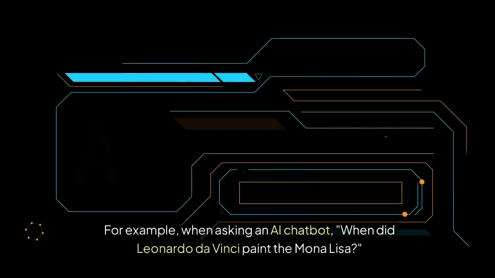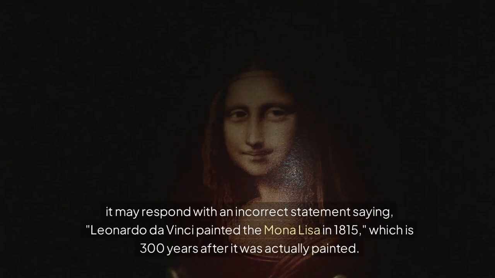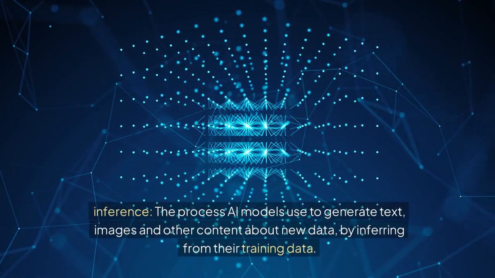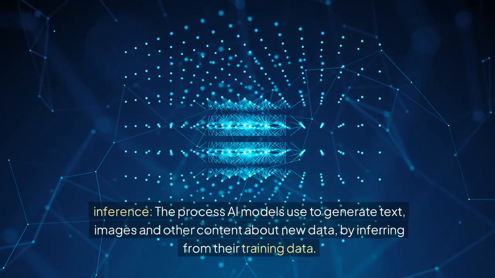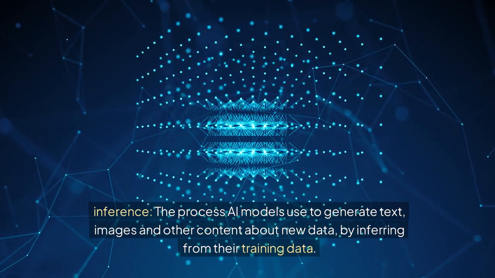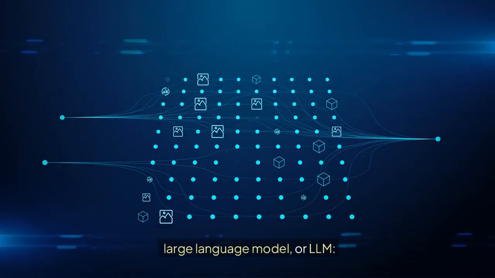For example, when asking an AI chatbot, "When did Leonardo da Vinci paint the Mona Lisa?" it may respond with an incorrect statement saying, "Leonardo da Vinci painted the Mona Lisa in 1815," which is 300 years after it was actually painted. Inference. The process AI models use to generate text, images and other content about new data, by inferring from their training data.